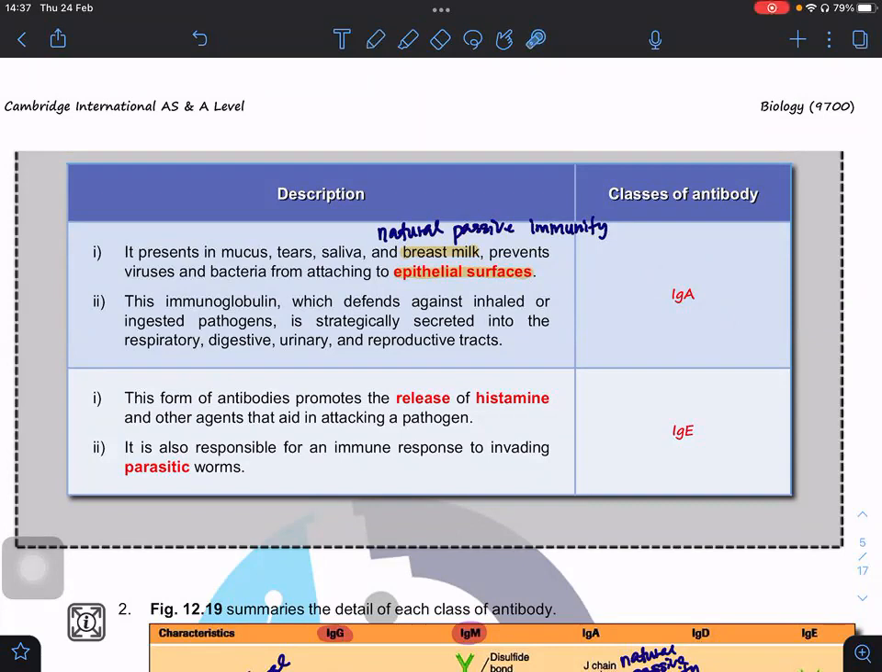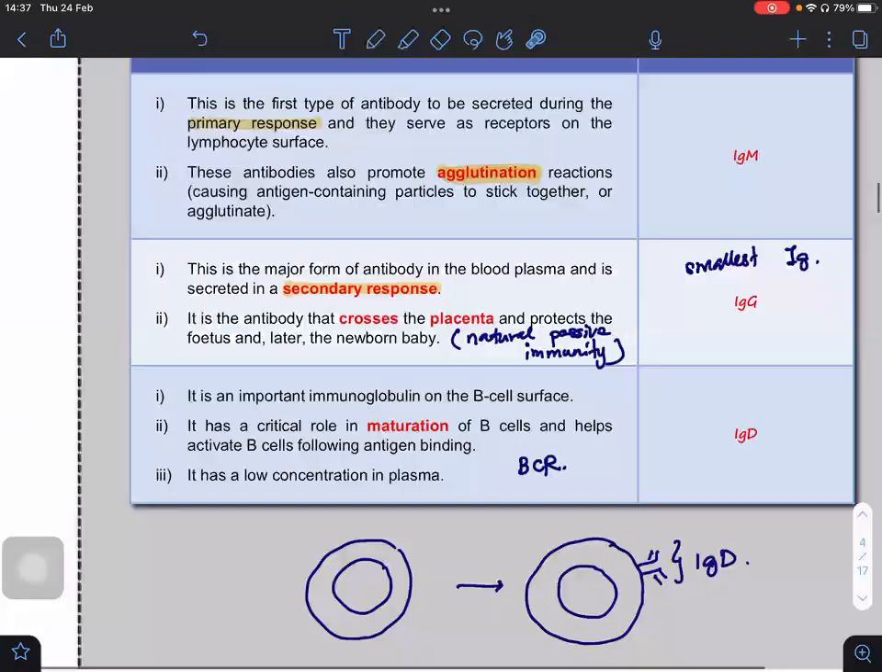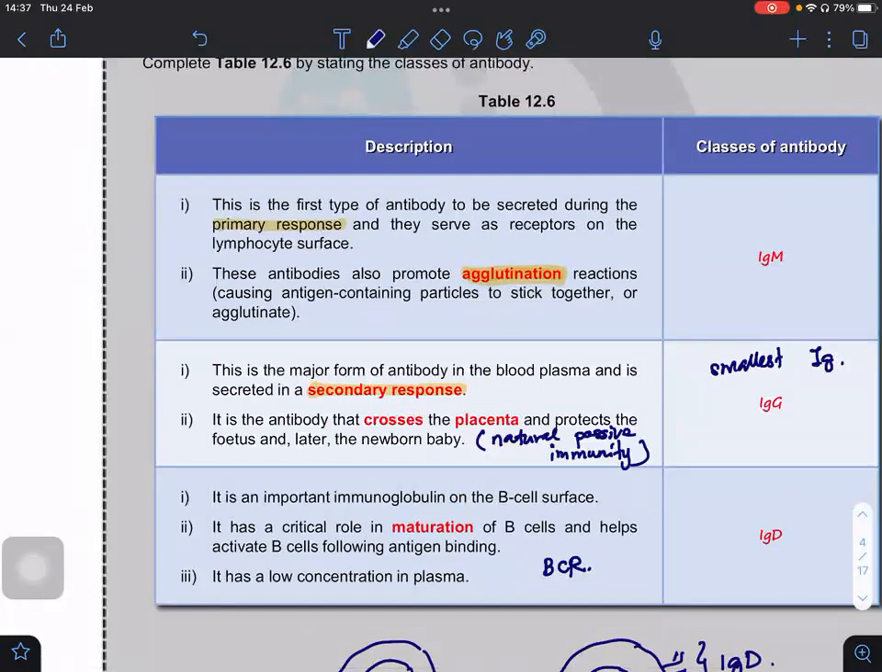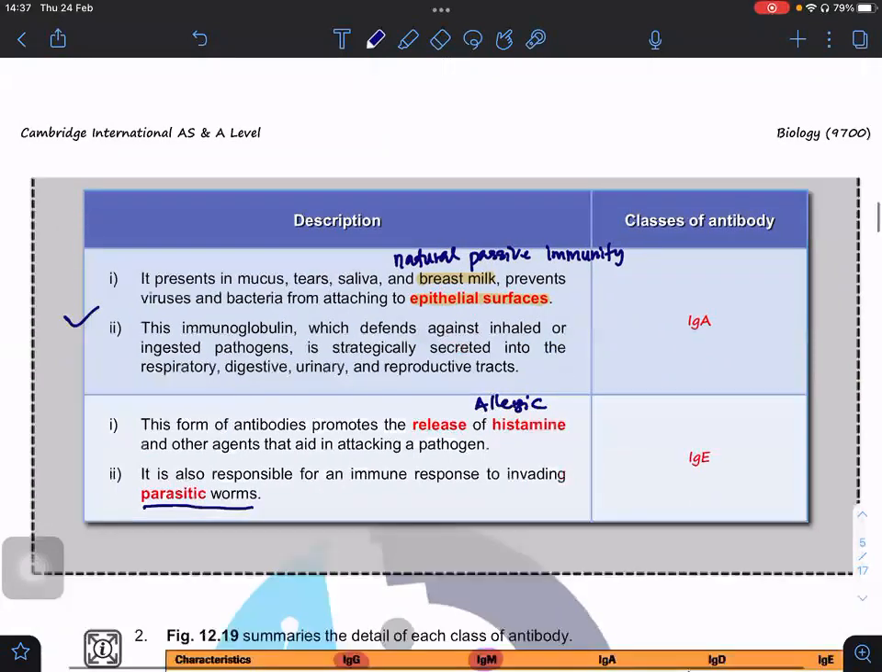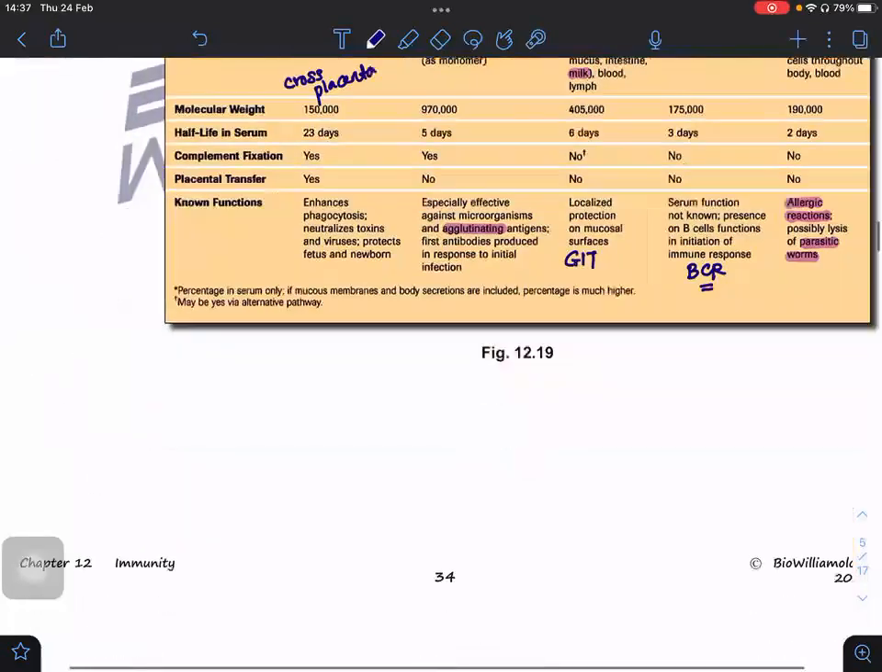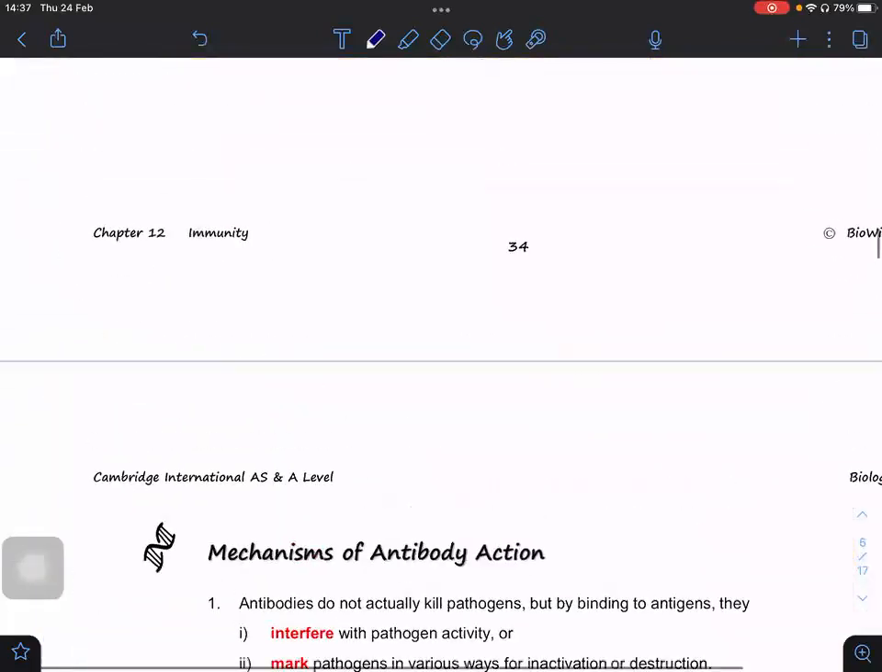Now, this form of antibody promotes the release of histamines involved in allergic reactions and parasitic worm infections. So this one is IgE. Okay, IgE. So for us, if you ask in the questions, generally these two are more important. And the third one I will say is this one, because it is involved in the next subtopic, natural passive immunity, which involves IgA. Okay, so with this, I have done the subclasses.